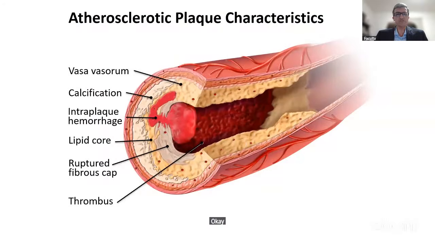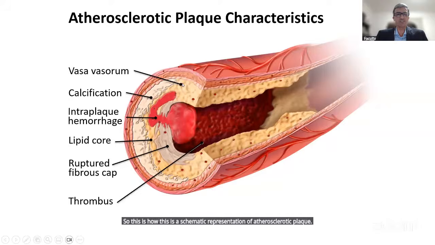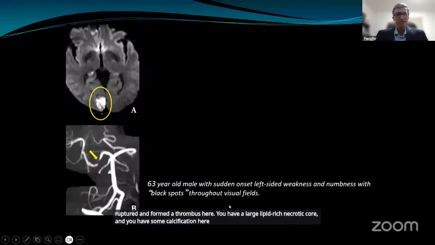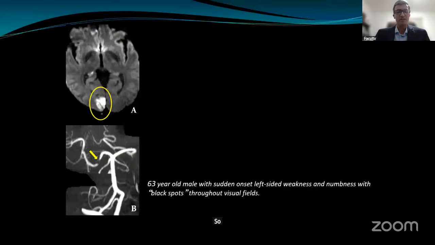Okay. So this is a schematic representation of an atherosclerotic plaque. You have vasa vasorum, which has developed here. You have a fibrous cap, which has ruptured and formed a thrombus here. You have a large lipid-rich necrotic core, and you have some calcification here. Okay. So we look at an example here.